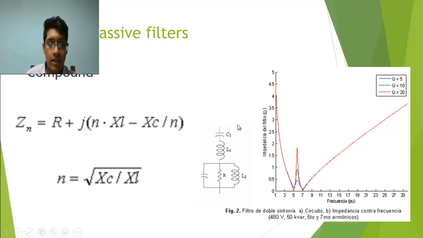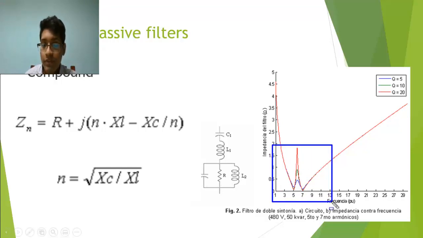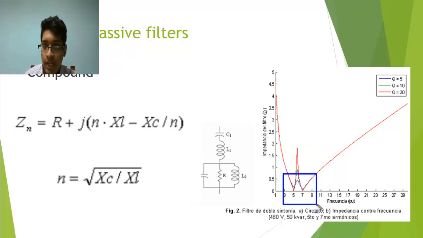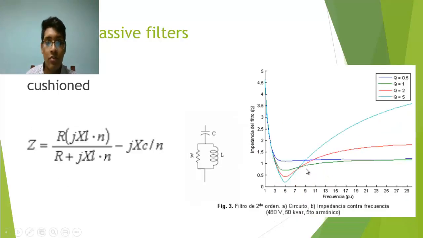The compound passive filter that is formed of a capacitor and inductance in series, in parallel with an inductance, resistor, and capacitor. Here we can observe that it has 2 cutoff frequencies. In this one we can observe that it is programmed at the 5th harmonic and the 7th harmonic.